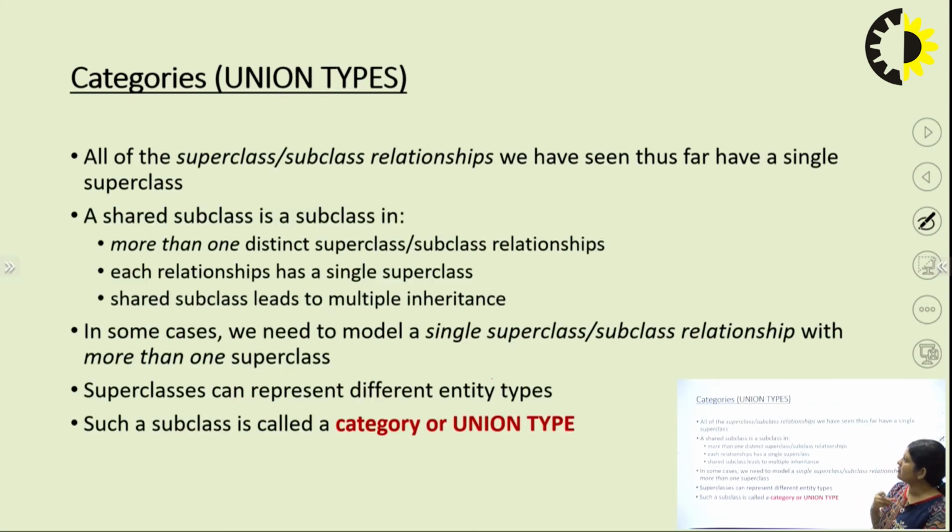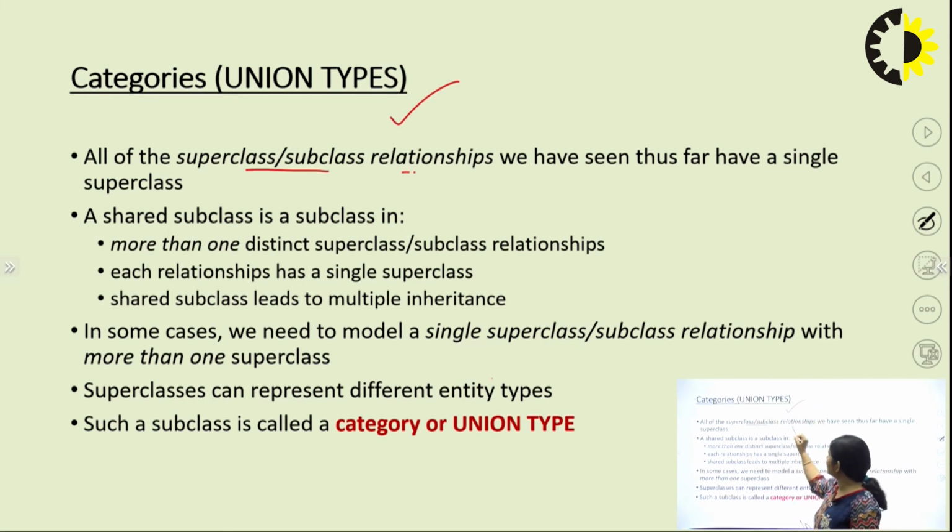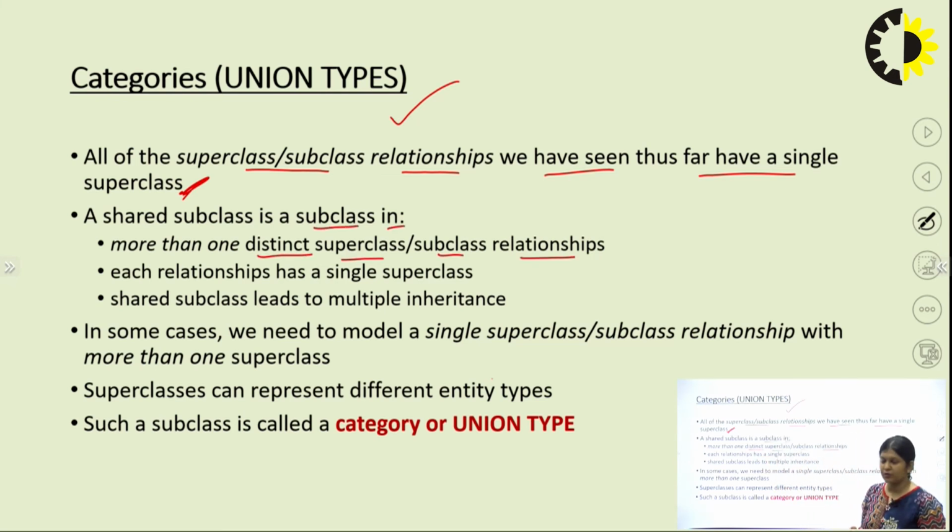Now, a very important concept, something different from multiple inheritance, that is the category or the union type. All of the superclass, subclass relationships we have seen thus far have a single superclass. A shared subclass is a subclass in which more than one distinct superclass, subclass relationship was shown. So each relationship has a single superclass. Shared subclasses lead to multiple inheritance. In some cases, we need to model a single superclass, subclass relationship with more than one superclass.